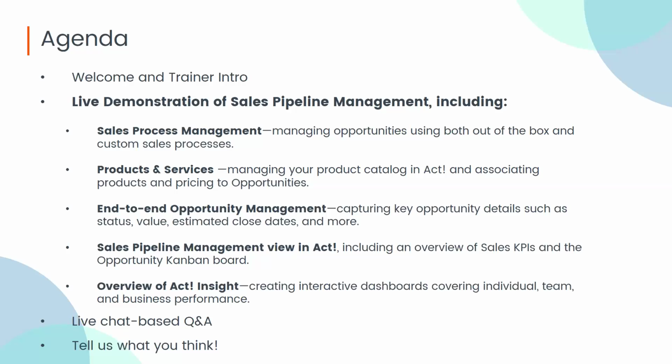As we look at the management of opportunity records, I'll show you how to set a status for an opportunity, how to give it a value, and work with dates and stages and more. Then we're going to look at some of the higher level views of the sales pipeline, including key performance indicators. Those are like little mini reports that you can create to show you a high level view of the health of your sales pipeline.